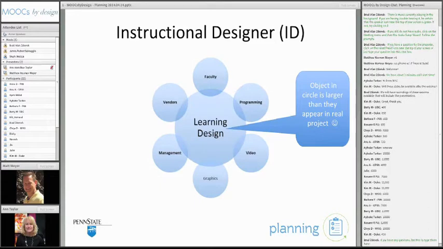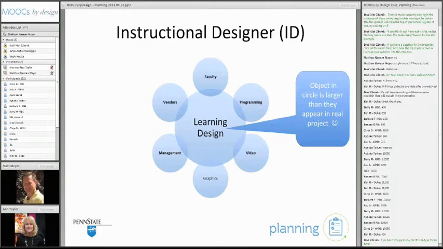Expectation-wise, in planning, expect the instructional designer role to become very central to the project. I want to make sure everyone understands the objects in the circle are larger than they appear in real life. I'm trying to show that learning designers overlap all those different areas. They're going to have to build relationships with each of those areas. I put learning designer and also instructional designer in here. There's a small debating community over whether that's the same thing, but for purposes of today, it is.